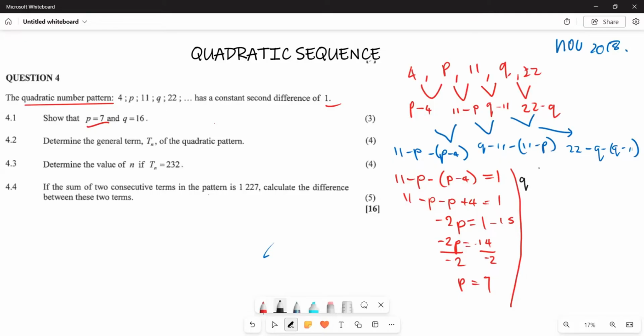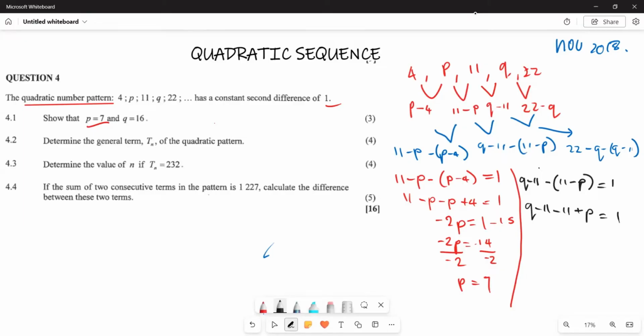So when you're saying Q subtract 11, subtract your open brackets, 11, subtract your P, this is going to give you 1, because you are told that the second difference is equal to 1, right? So what is this therefore going to be? This is going to be Q subtract 11, then this is negative and negative, so this is going to be positive P is equal to 1.